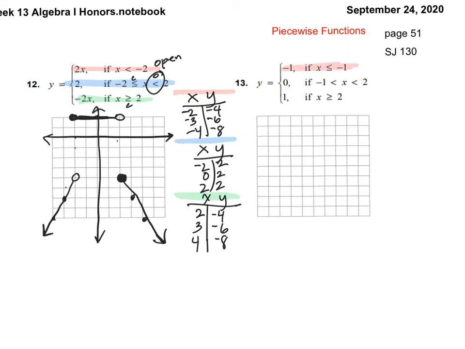I'm going to graph the red, the blue, and the green. I'm going to make my tables first. It just makes it easier if I go ahead and follow what my conditions are. My restraints, I think those are also called.